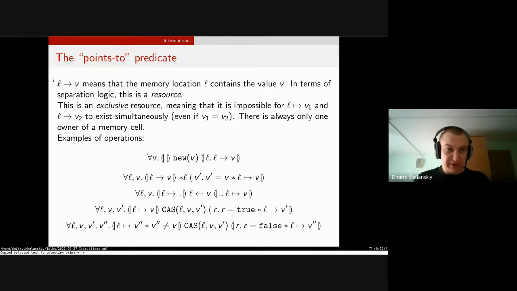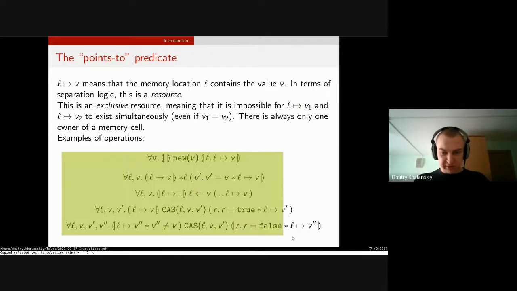This resource is exclusive, so if someone claims that they own L points to V1, and maybe someone else claims that they own L points to V2, then it is impossible. Only one such ownership statement can exist at the same time for each memory location.